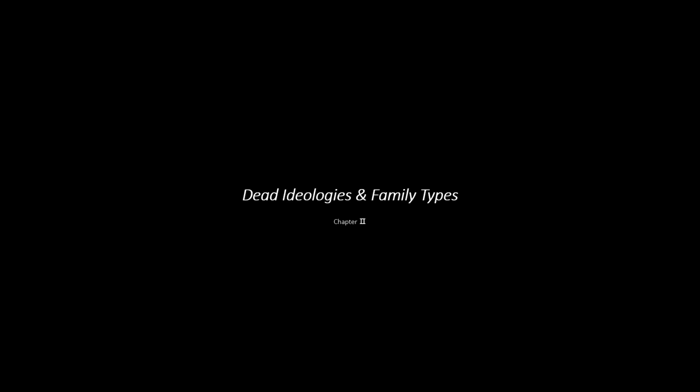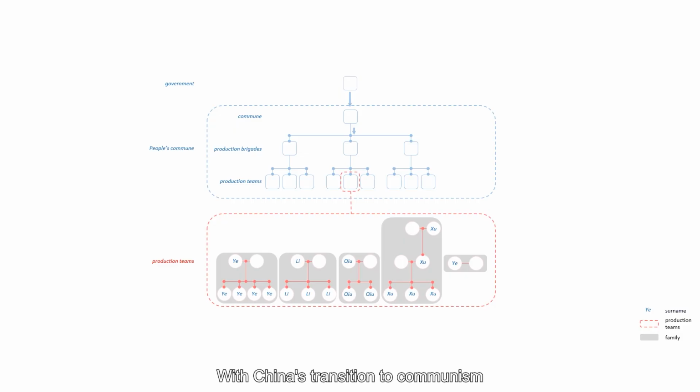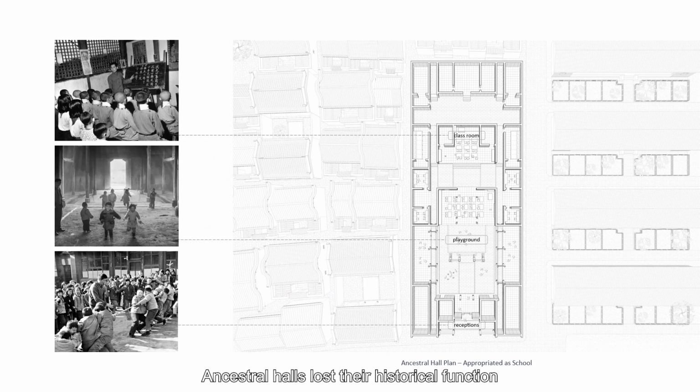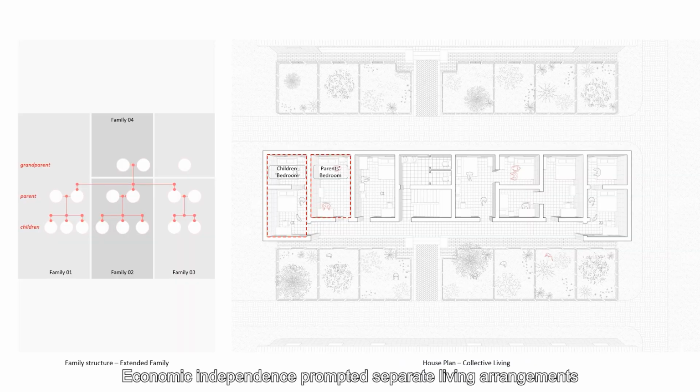Chapter 2: Dead ideologies and family types. With China's transition to communism, ancestor worship was abolished. Hierarchies dissolved, leading to the collapse of lineages, replaced by collective living. Ancestral halls lost their historical function, abandoned or repurposed. Ye's ancestral hall was repurposed as a school, and economic independence promoted separate living arrangements.